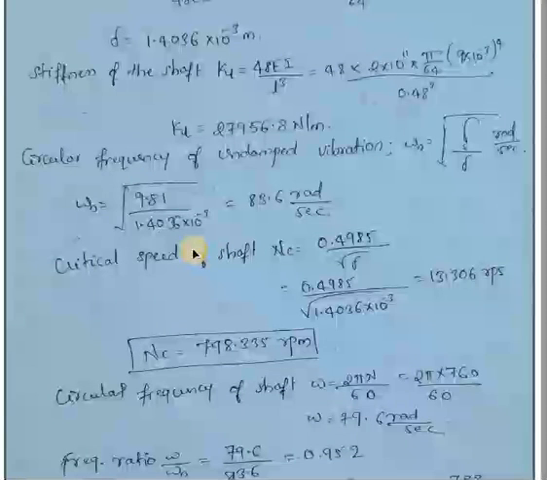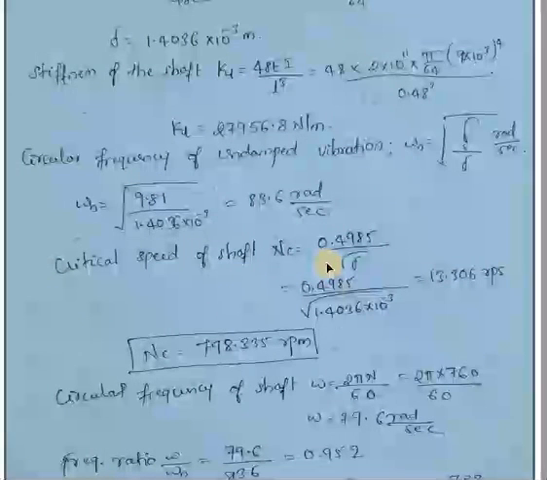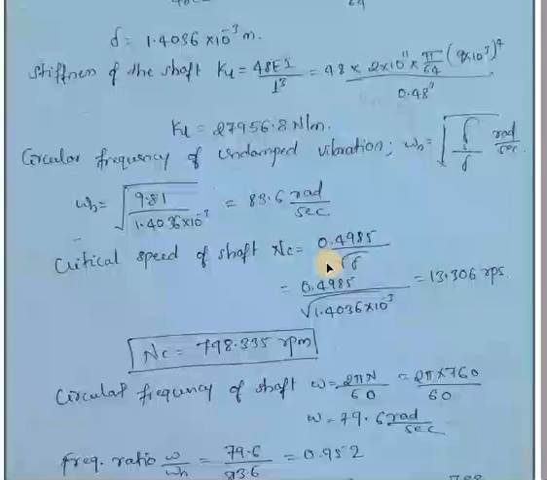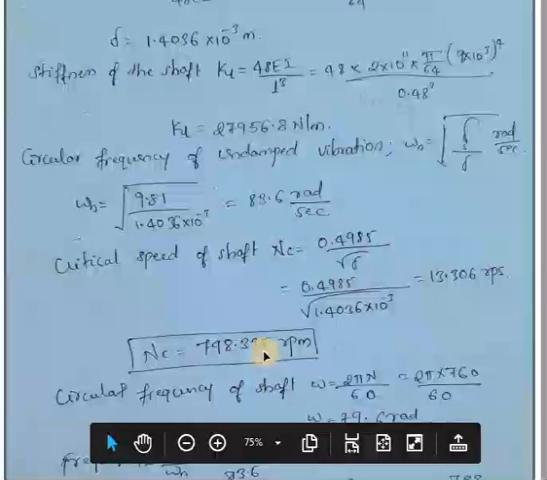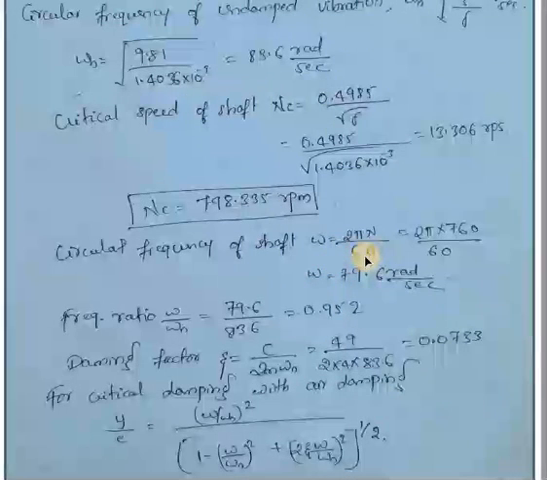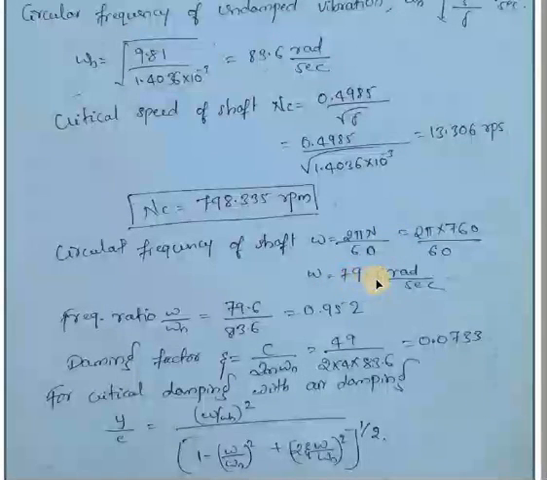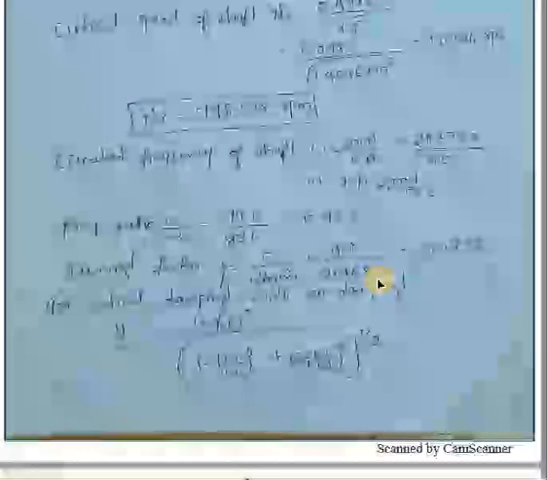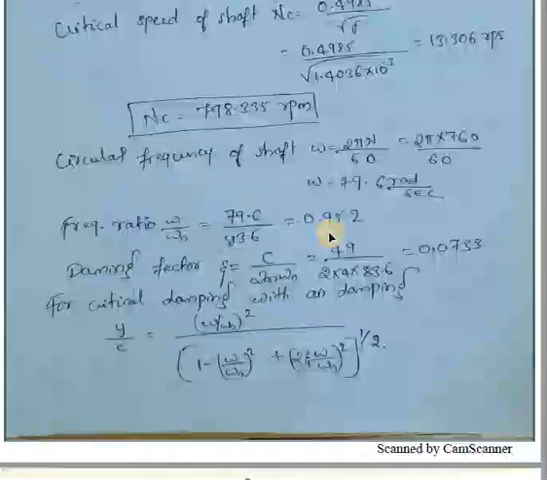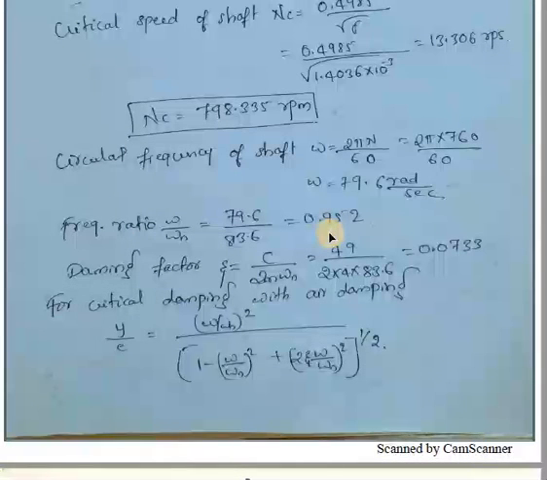Now we have the equation for the critical speed of the shaft also. So Nc equal to 0.4985 divided by root of delta. So delta you have calculated. Substitute that, you will get Nc as 13.306 RPS, whereas that Nc will be 798.335 RPM. Now the circular frequency of the shaft, that is omega, is 2 pi n by 60. So n he has given as 760. So you will get omega as 79.6 radian per second. So the frequency ratio will be omega by omega n, which will be 0.952.